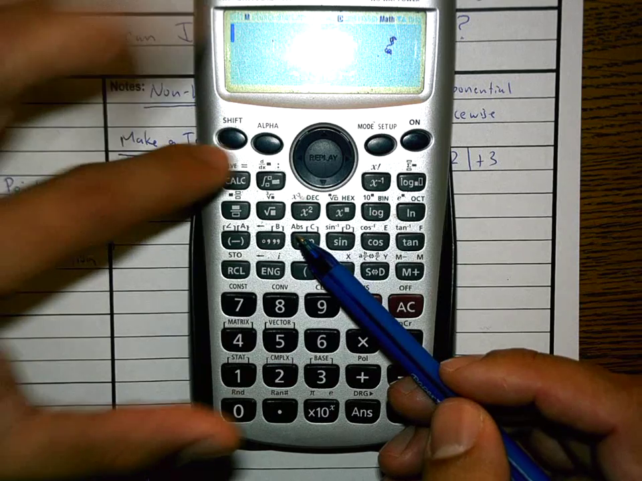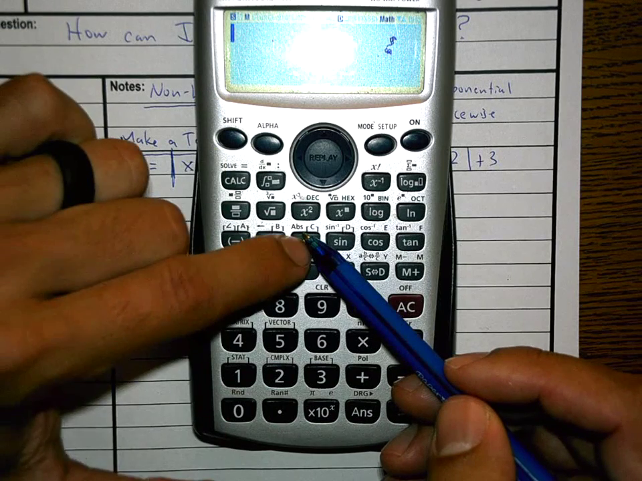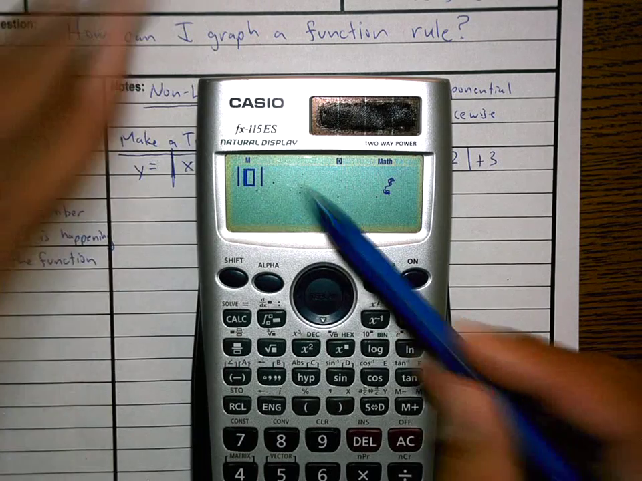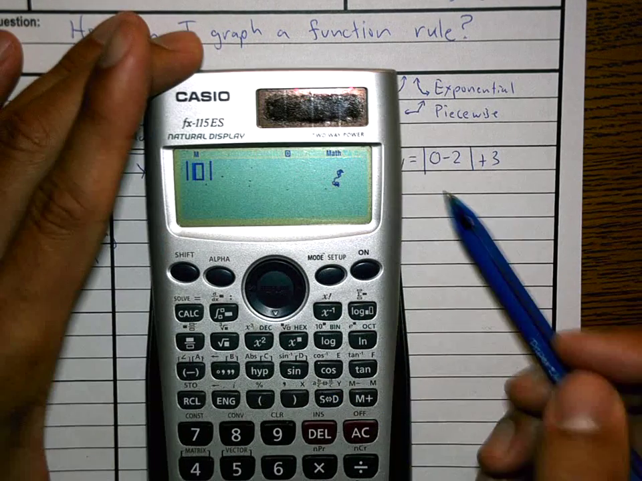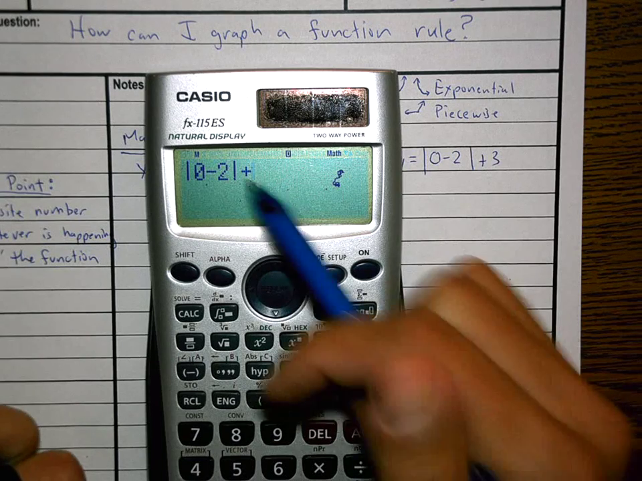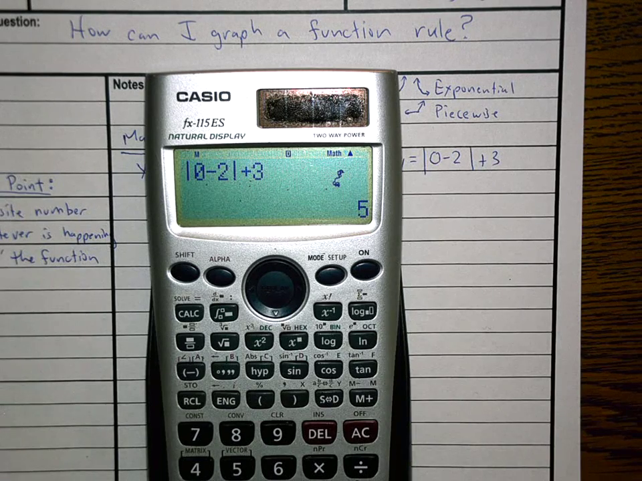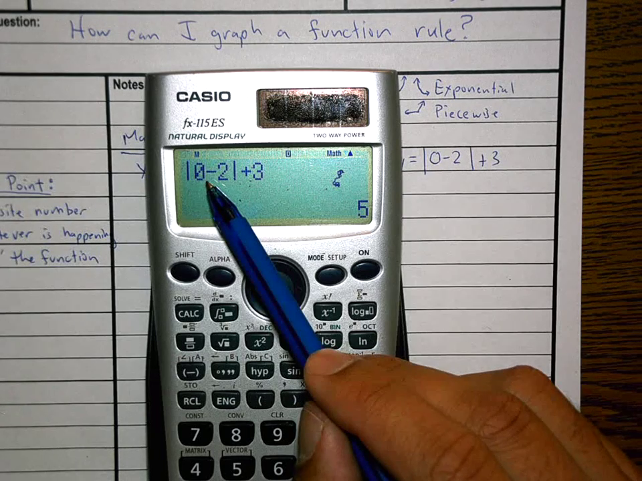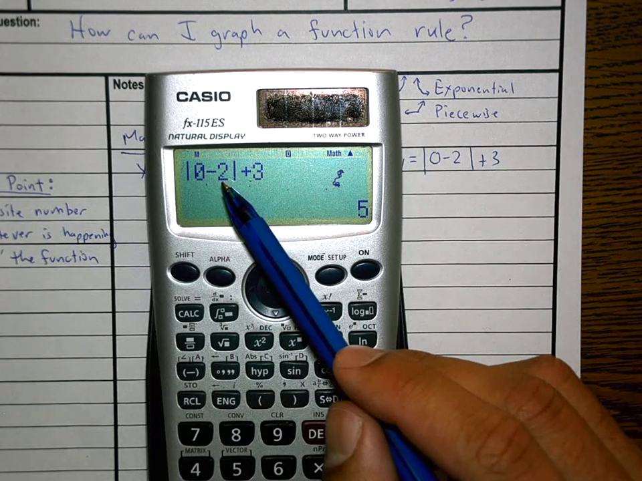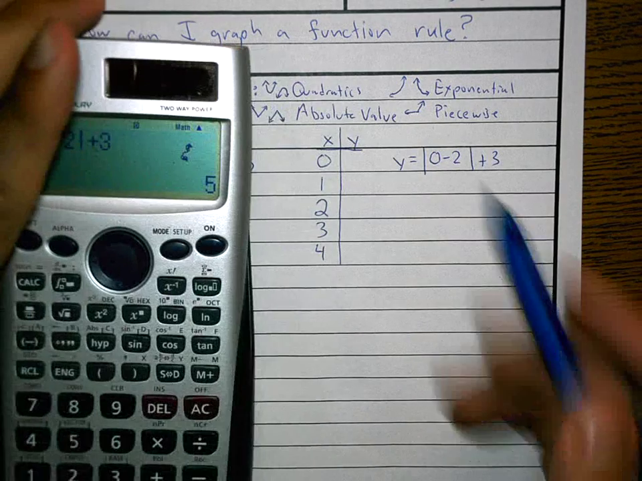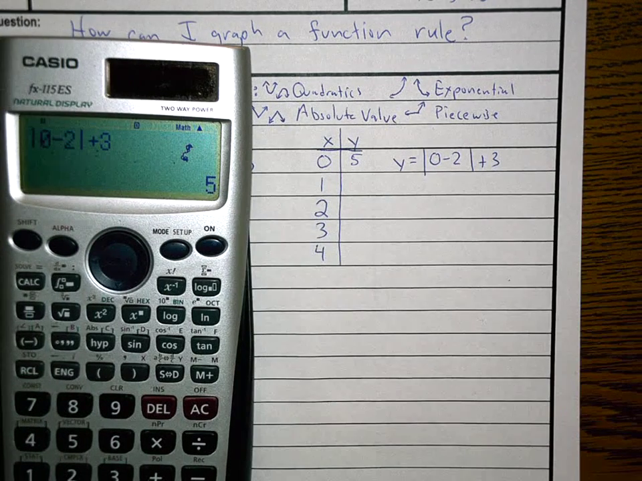So if I press Shift, abs, what shows up on my calculator is this, which is kind of nice because then I could do 0 minus 2 and then outside plus 3. What it's doing is it's saying 0 take away 2 is negative 2, and the absolute value of negative 2 is a positive 2. Positive 2 plus 3 is 5. That's what y is when x is 0.